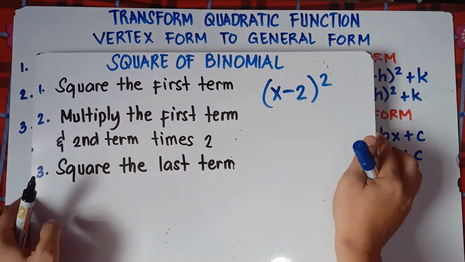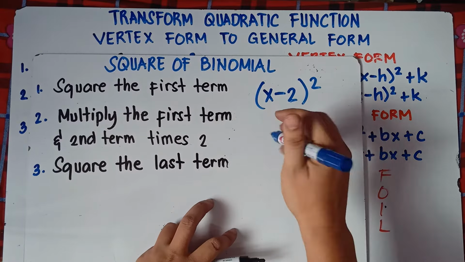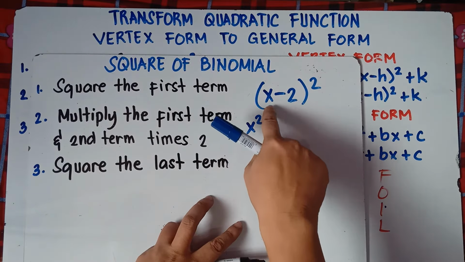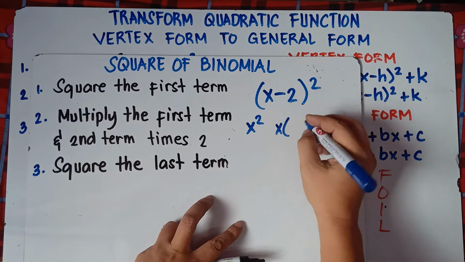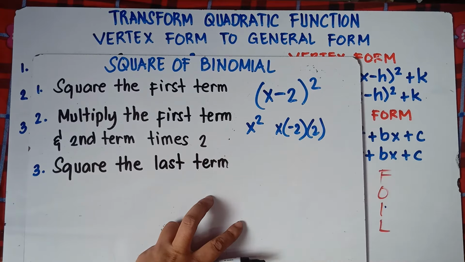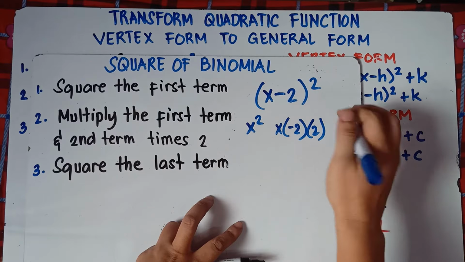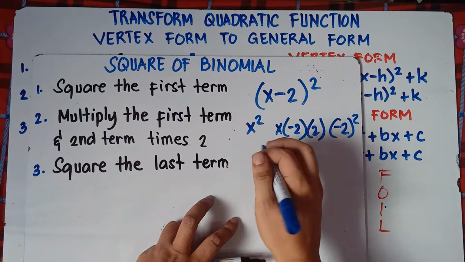So let's do the square of binomial. Once again, first thing to do, you square the first term. So x times x, that is x squared. Then you multiply the first term and second term. So x times second term is negative 2. Then times 2. Then you square the last term. This is negative 2 for the last term. Negative 2. Then squared.